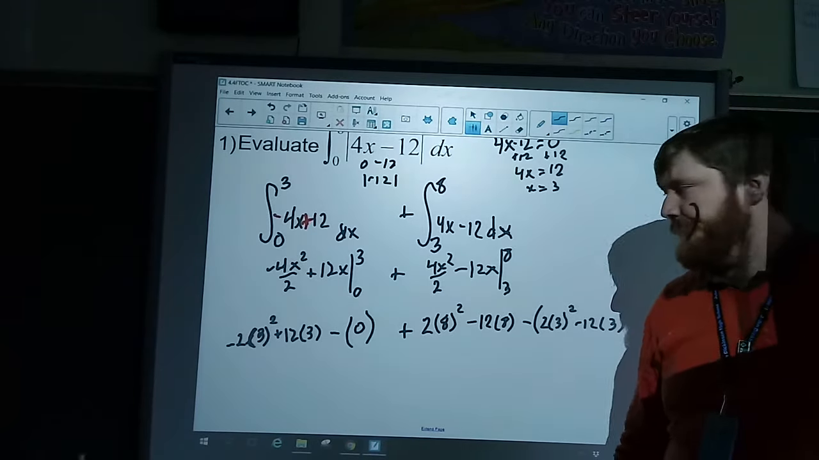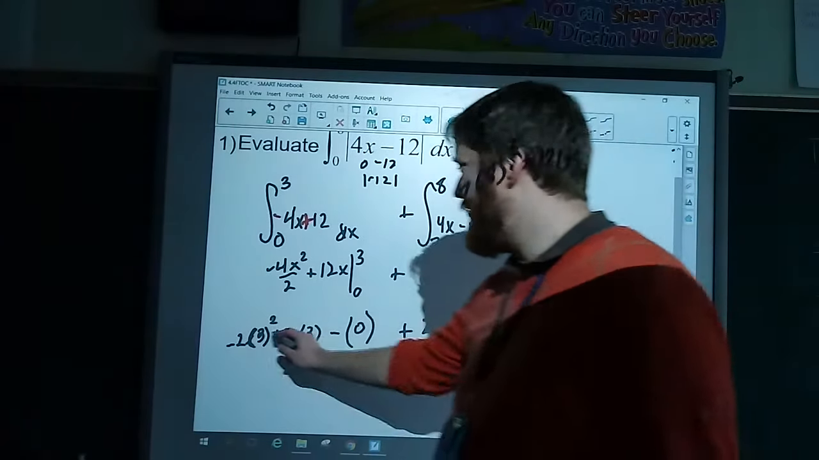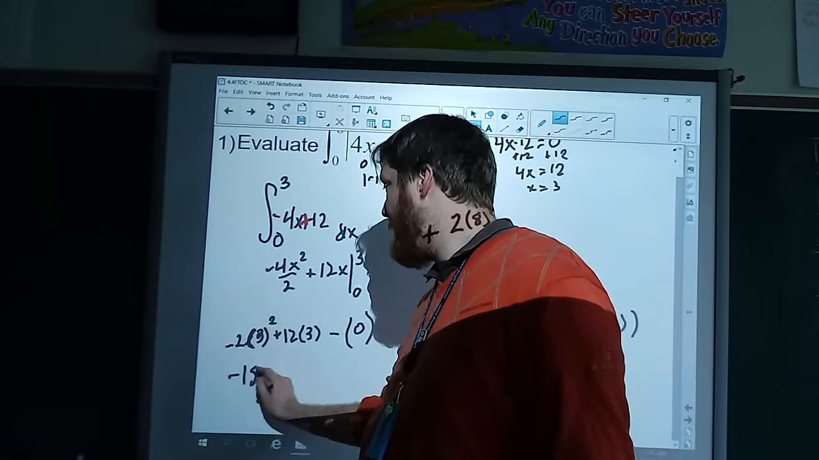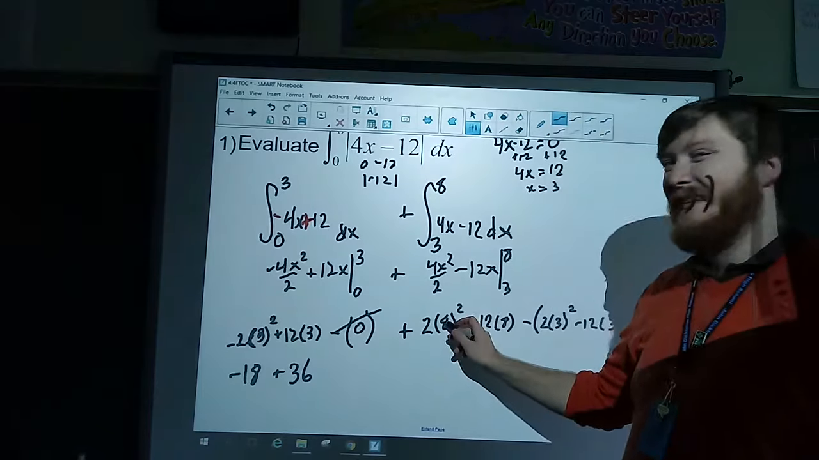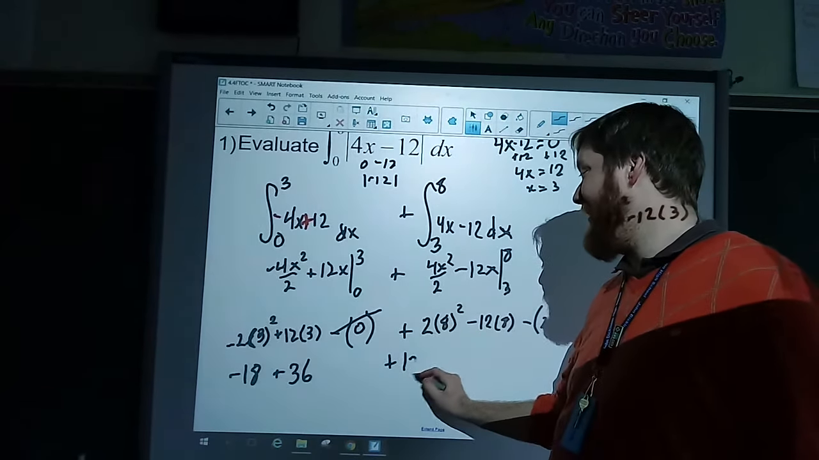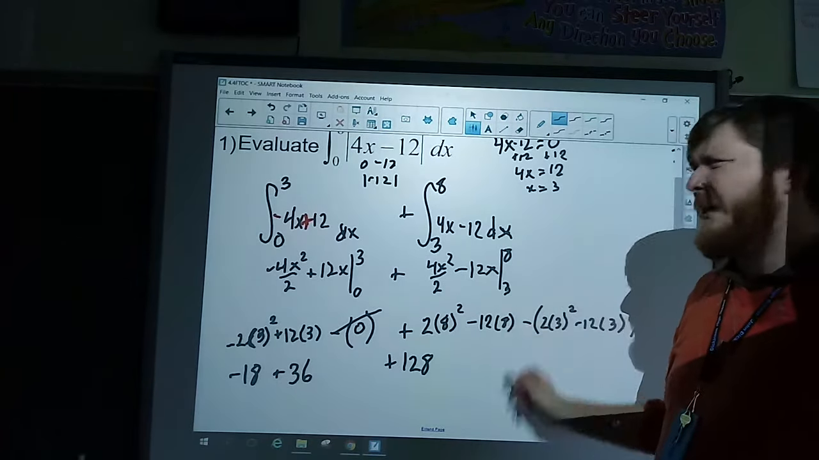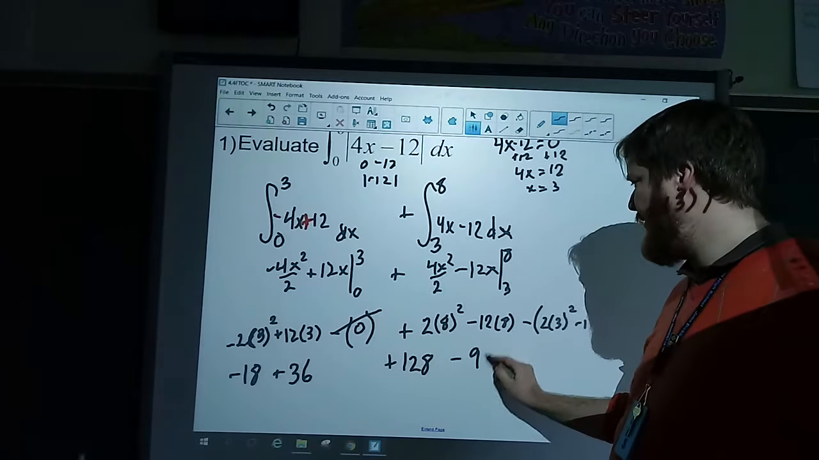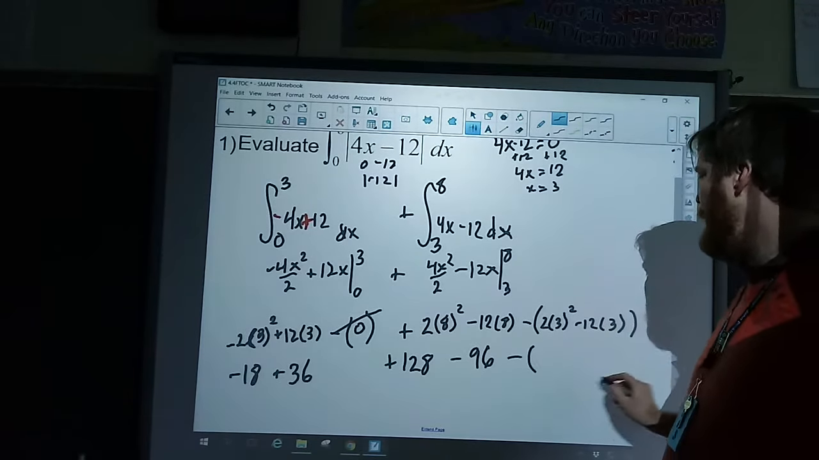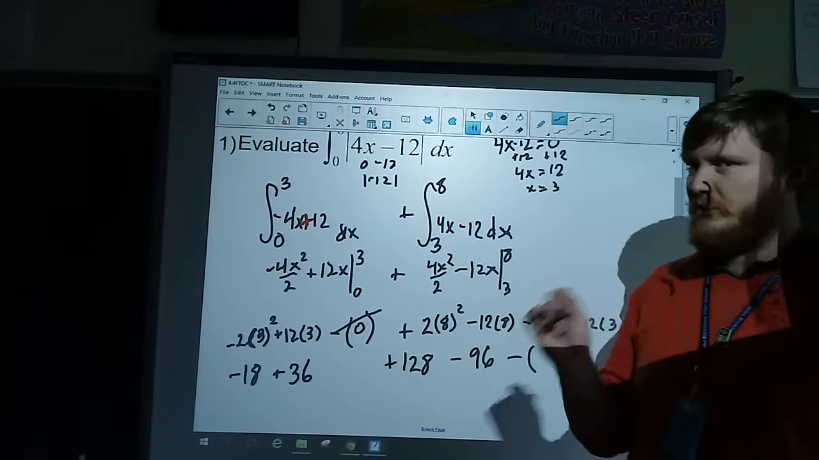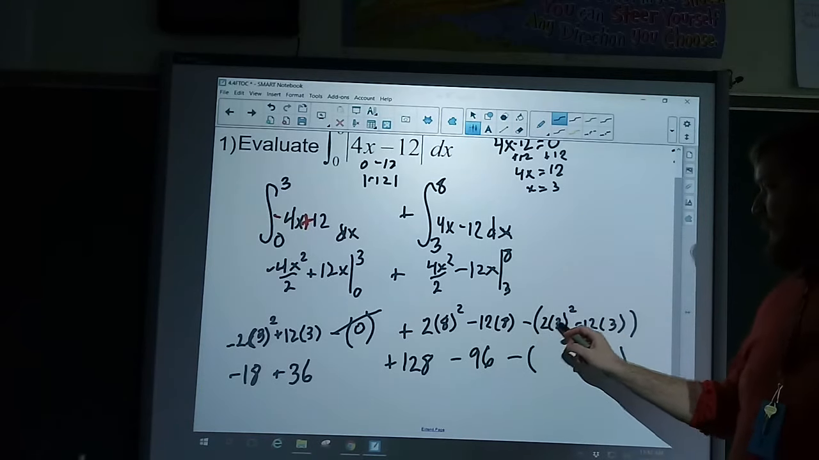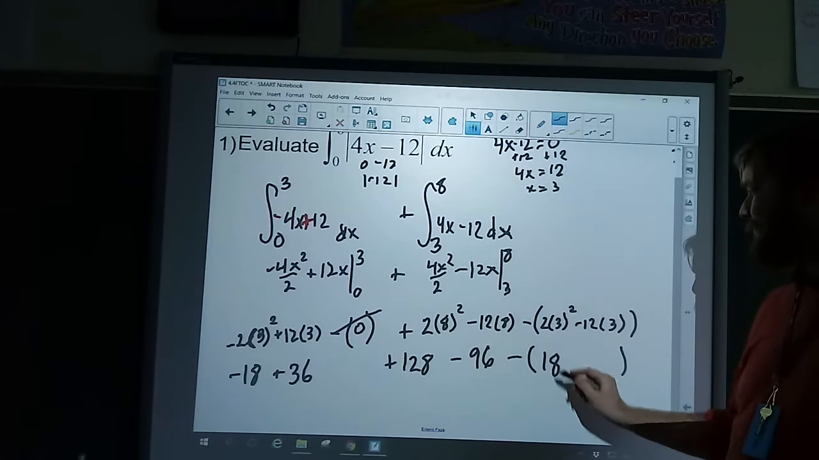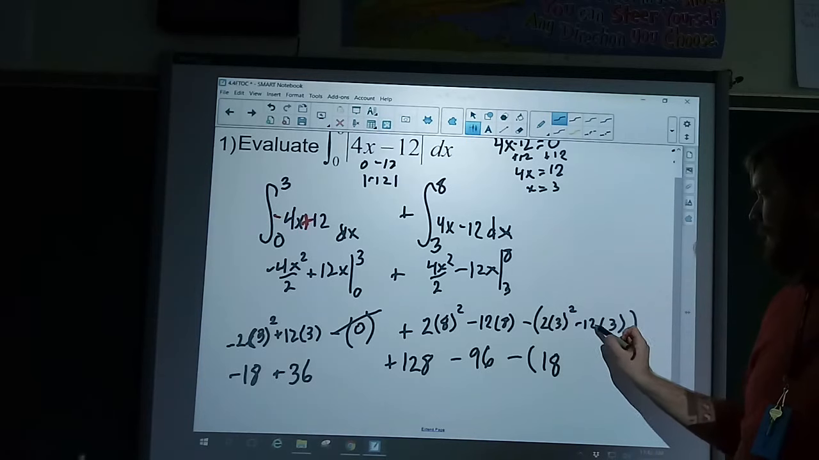Number crunching. Yay. So this is 9, so that's negative 18. That's positive 36. That's still 0, so I'm done with it. That's 64 times 2, that's 128. That's 96, so minus 96. Let's see, now minus, I'm not going to speed up and try to do all this all at once because I'm going to make a mistake. So let's see. That's 2 and that's 9, so that's 18. And that's negative 36.